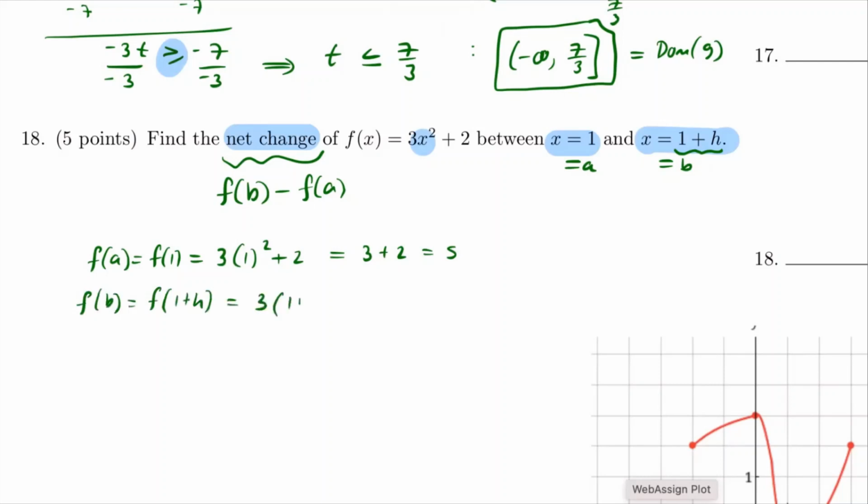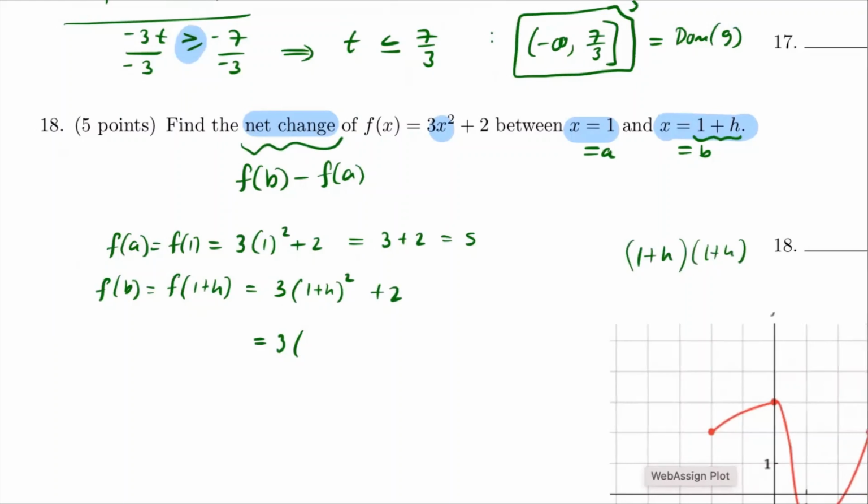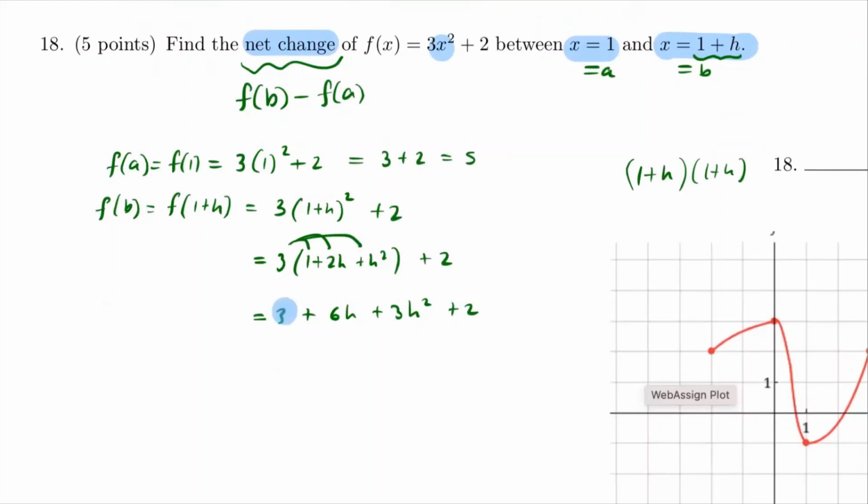And then f of b would be f of 1 plus h. So that'll be 3 times (1 plus h) squared plus 2. Again, I'm inserting 1 plus h in place of x in the function. Then you have to expand that. That's really 1 plus h times 1 plus h. So you distribute, you get 1 plus 2h plus h squared, and then distribute the 3 out. So we get 3 plus 6h plus 3h squared plus 2. Now I can combine like terms, 3 and the 2, that's 5. So we got 5 plus 6h plus 3h squared.